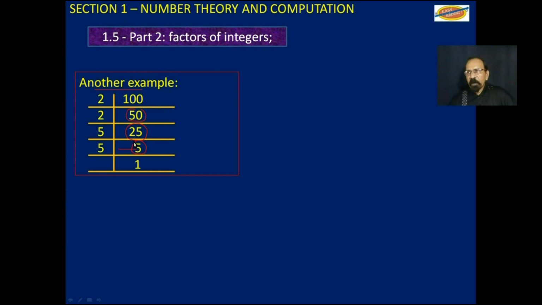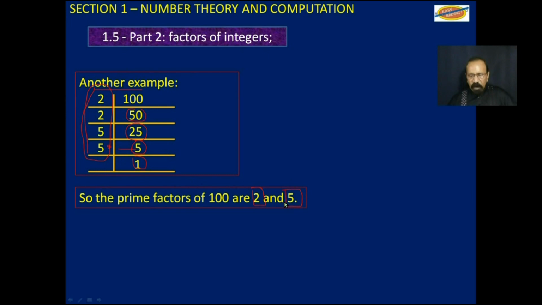Divide that 5 by this 5 here, we get 1. So these numbers on the left here are the prime factors of 100. But because 2 appears twice, we will only list it once. And 5 appears twice, we will only list it once. So the prime factors of 100 are 2 and 5.